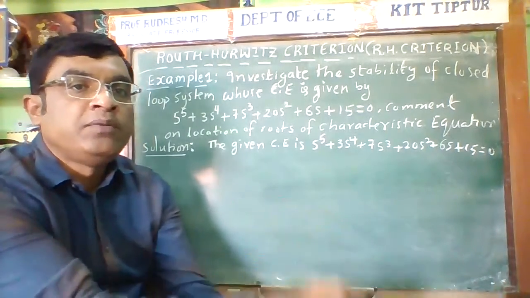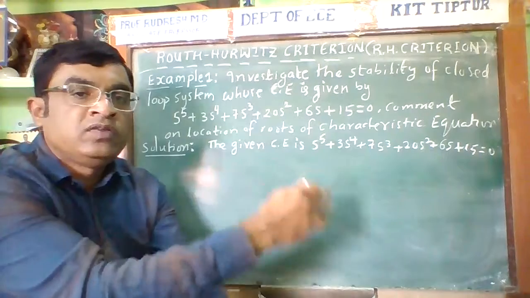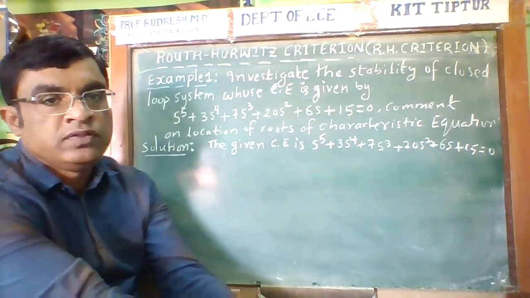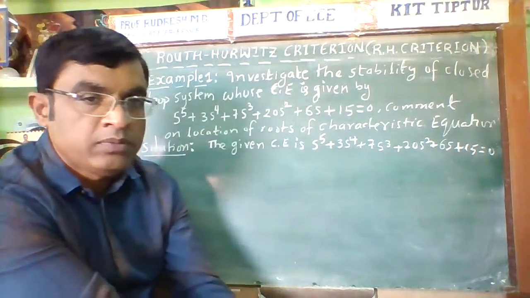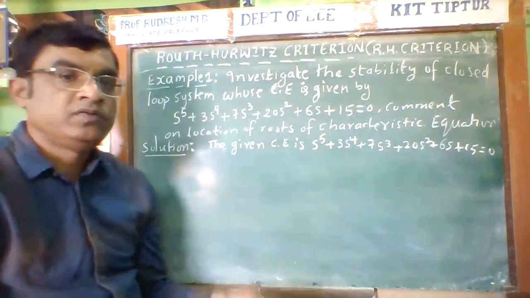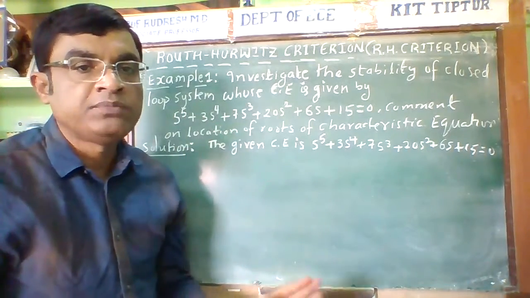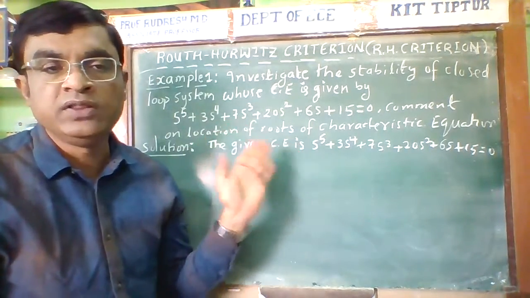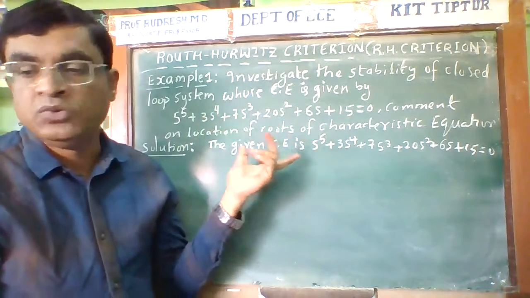Now, in example 1, I consider this simple characteristic equation. This is also asked in the examination. The same problem has been asked many times in the examination. Here the characteristic equation is this. Now form the Routh array by using the characteristic equation.